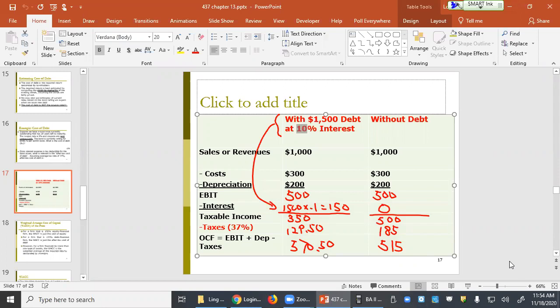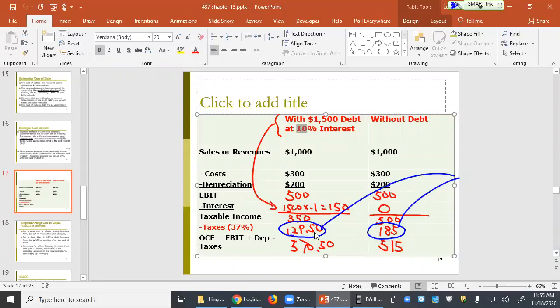So let's look at those numbers closely. Let's compare the two taxes, the one from the middle column versus the one on the right-hand column. What do we see when we compare these two taxes? We see that when the company has interest expense, it reduces our taxable income from $500 to $350. So while the tax rate remains the same, it reduces our taxes.